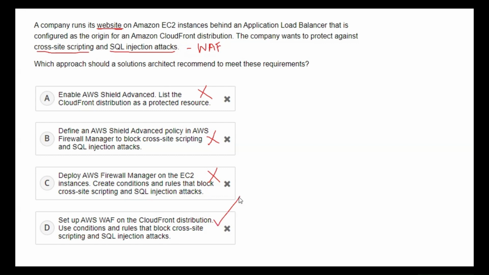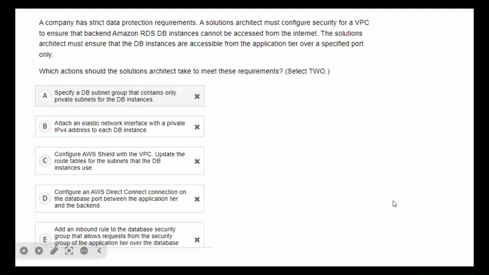So set up WAF on the CloudFront distribution because they're using CloudFront, and the application load balancer is configured as the origin in the CloudFront distribution. So we have to set up a WAF on the CloudFront distribution and use conditions and rules that block the cross-site scripting and SQL injection attack. So D is the correct answer.